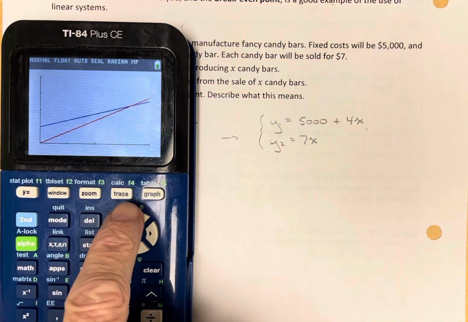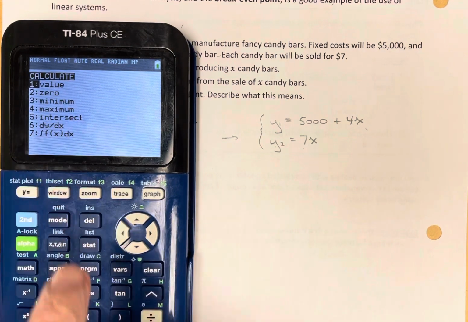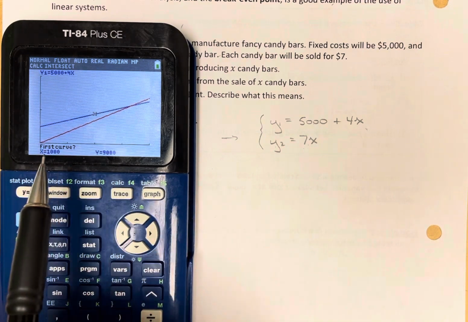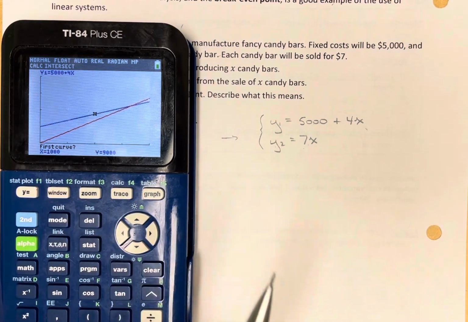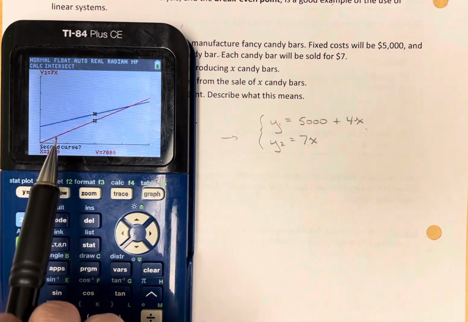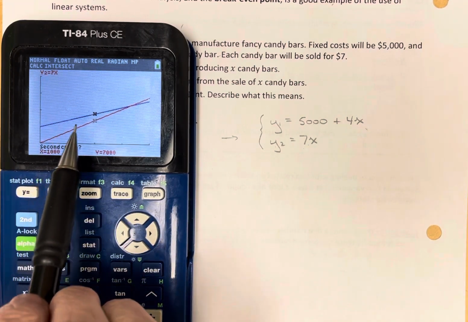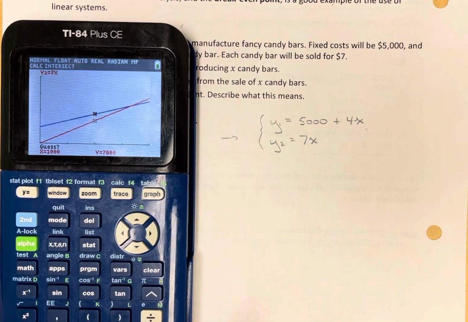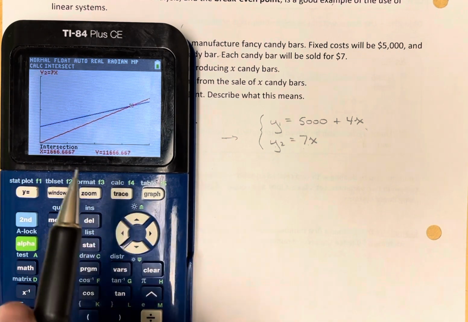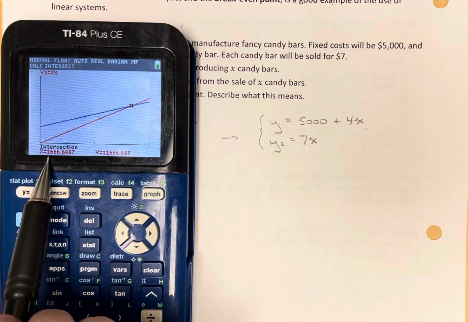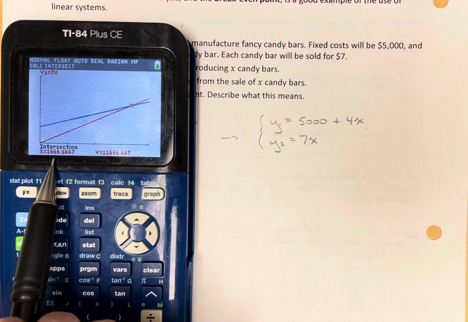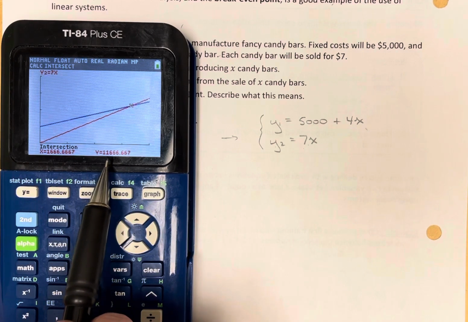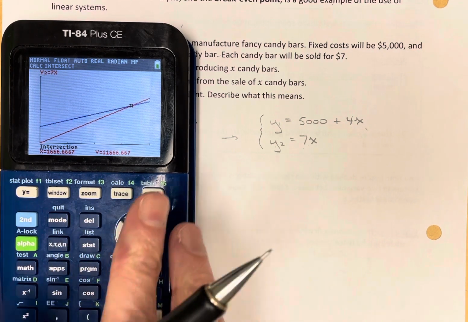Okay, so let's go to our intersect, so second calc, and go to number 5 for the intersection point. And again, is the cursor on the first curve, the blue curve? Yes, it is. Press enter. Is the cursor on the second curve, which in my case is the red curve? Press enter. The calculator is asking you to guess the intersection point. Well, of course, I want you to do that. Press enter. And it says they intersect, and I'm going to round this to the nearest integer. They intersect at 1,667 candy bars, and the money coming in is $11,667 to the nearest whole dollar.